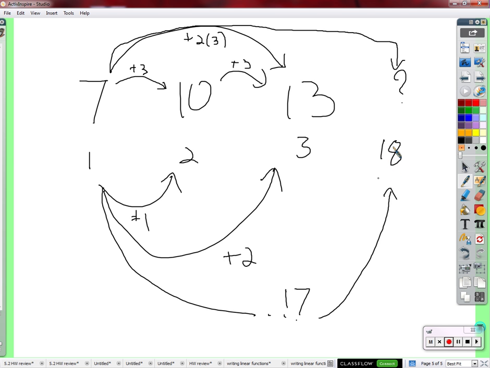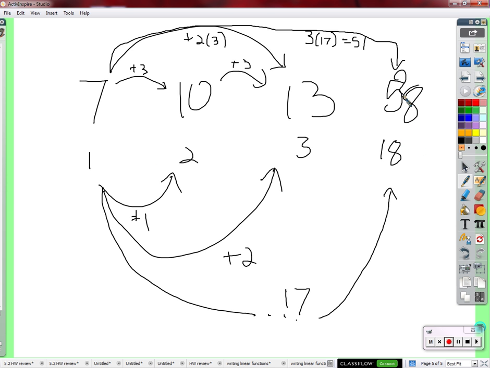So 3 times 17 is 51. It would go up 17 steps of 3, that's 51. So I go up 51 from here, but I start at the 7, so it's how many? 58. So to go from figure 1 to figure 18, I would have to go up by 3, 17 times. That's 51 more than the 7 that I started with, 58. Does that make sense?